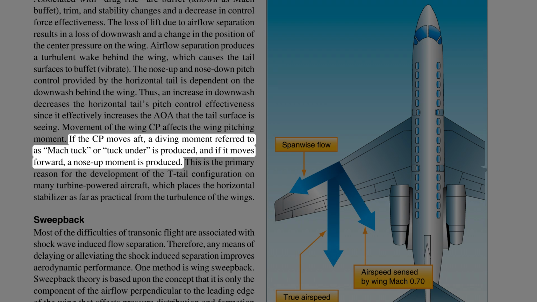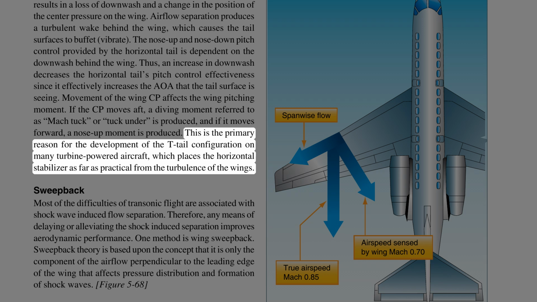If the CP moves aft, a diving moment referred to as Mach tuck, or tuck under, is produced, and if it moves forward, a nose-up moment is produced. This is the primary reason for the development of the T-tail configuration on many turbine-powered aircraft, which places the horizontal stabilizer as far as practical from the turbulence of the wings.